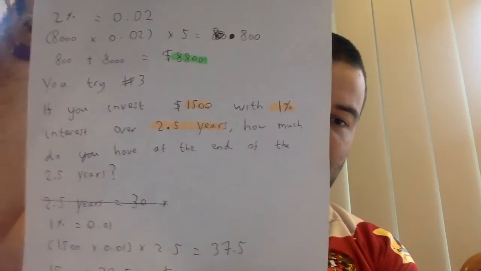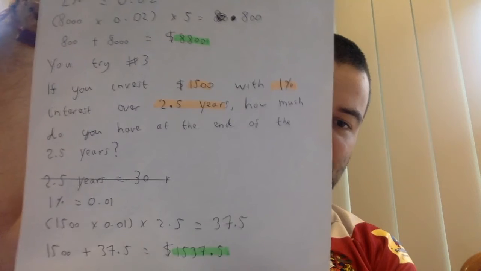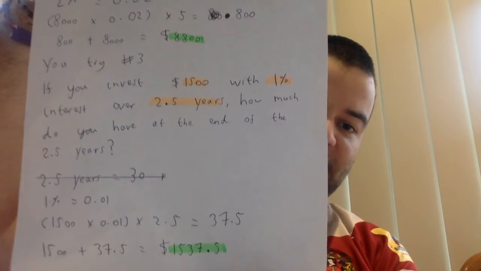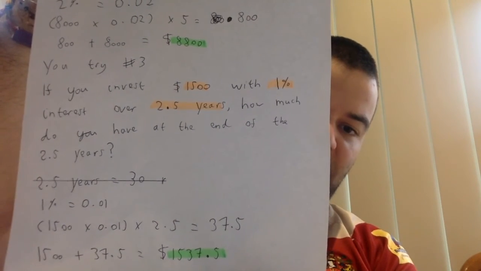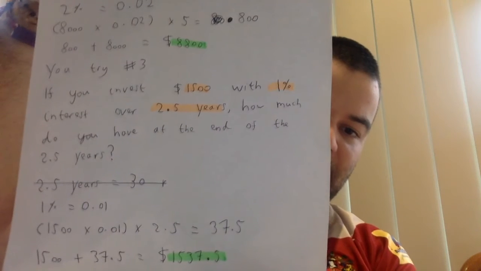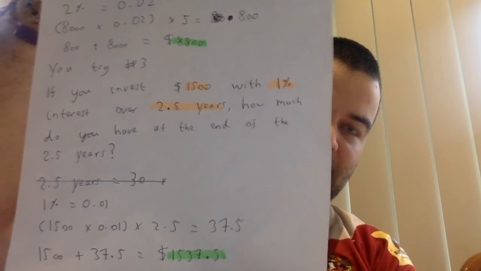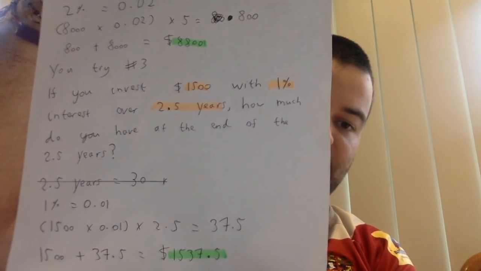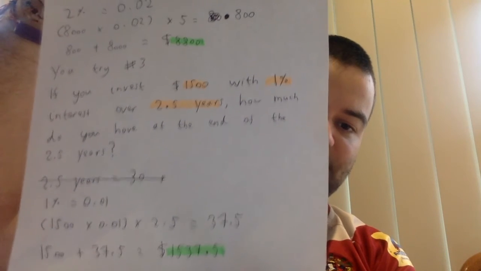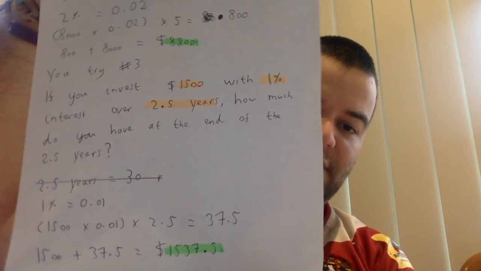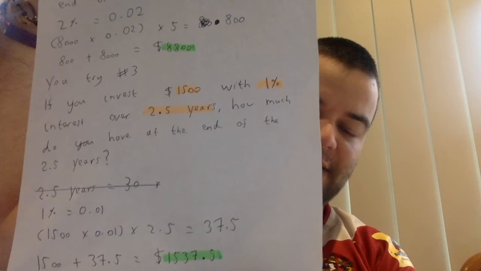Okay, and for this one, 1% as a decimal is 0.01, so I do 1,500 times 0.01 times 2.5, giving me $37.50. If I add that to the principal, the original $1,500, gives me $1,537.50.